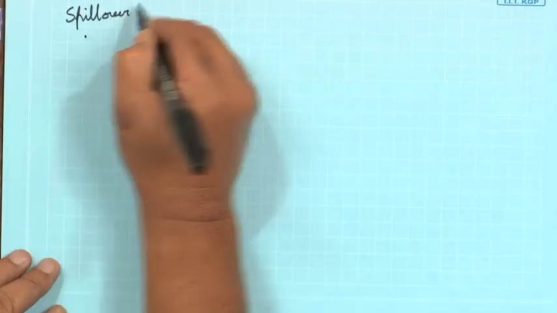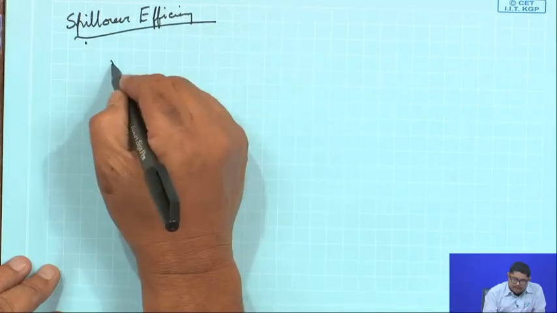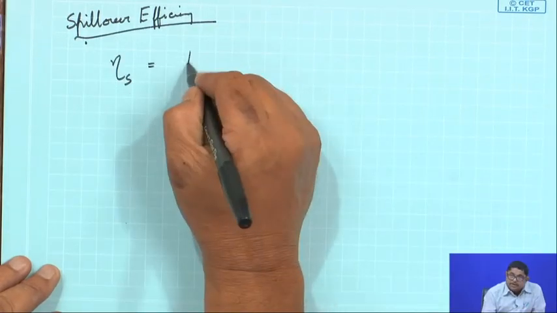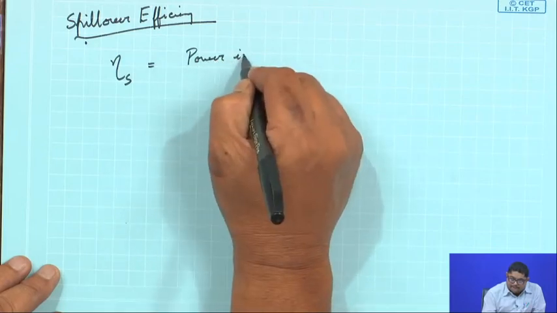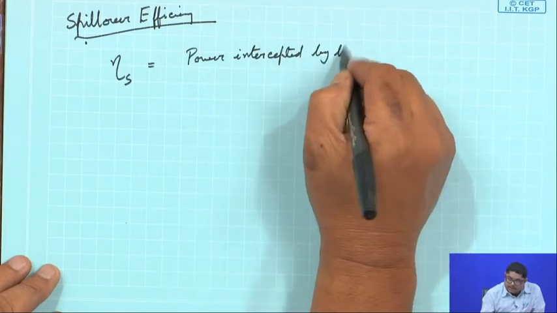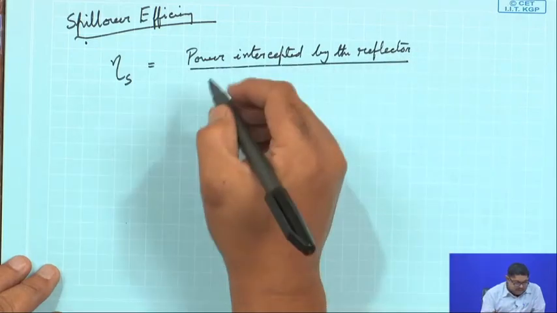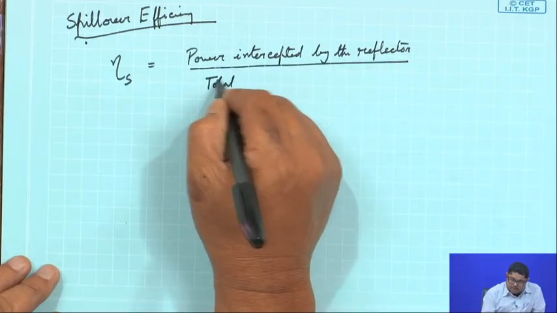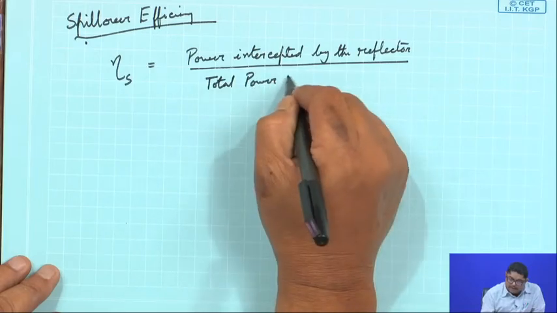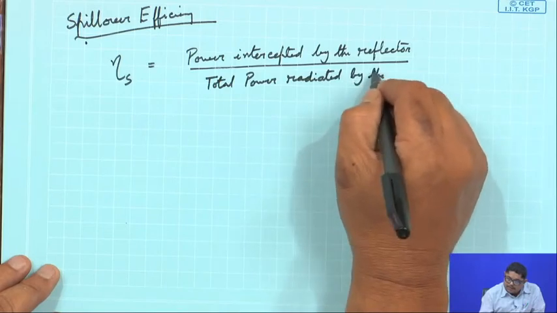So, what is spillover efficiency now? So, I am now talking of spillover efficiency. Eta S is power intercepted by the reflector by total power radiated by the feed.